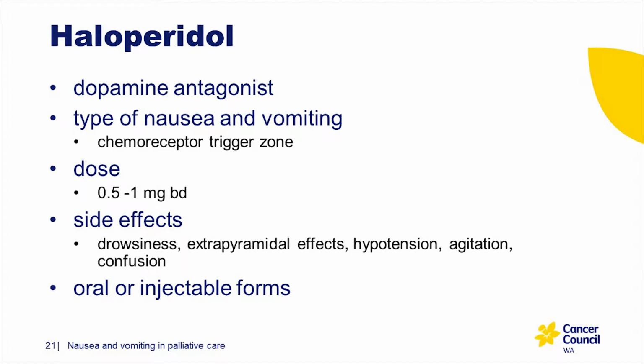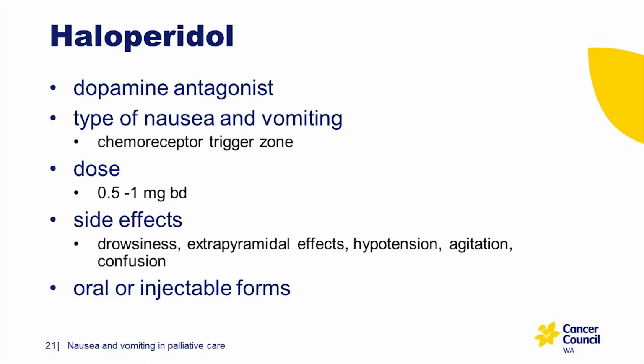Doses are generally low. We'll start with 0.5 milligrams once or twice a day and move up to 1 milligram. The side effects are similar to the last two drugs I mentioned, so drowsiness, extrapyramidal effects, hypotension. Haloperidol also can cause some confusion or agitation, and we need to be looking out for that. In terms of its drowsiness, although it does happen, generally at these low doses, it is far less sedating than metoclopramide or prochlorperazine. It comes in oral and injectable forms and can be used subcutaneously.